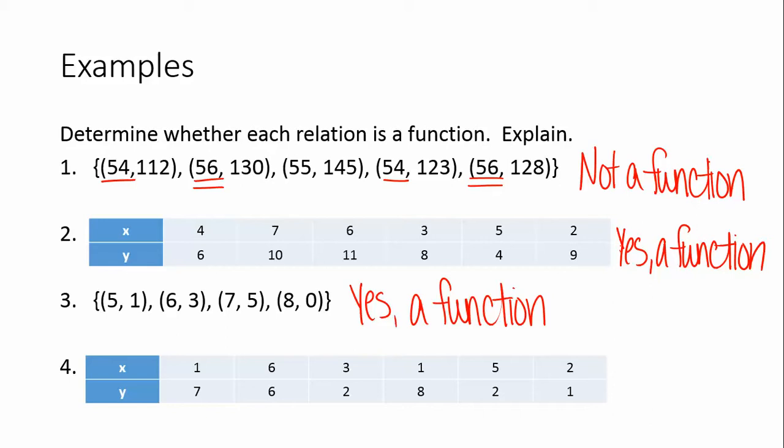Number 4, we have another table. Ordered pairs: 1, 7, 6, 6, 3, 2, 1, 8, 5, 2, and 2, 1. You can see that we have the ordered pair 1, 7, and 1, 8. So the domain is being paired with 2 different ranges, not a function.